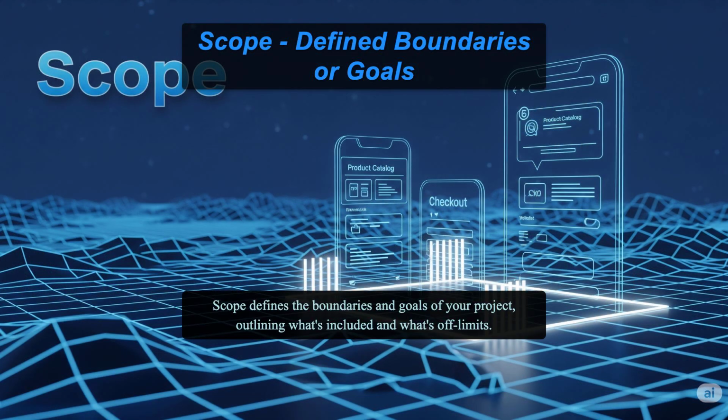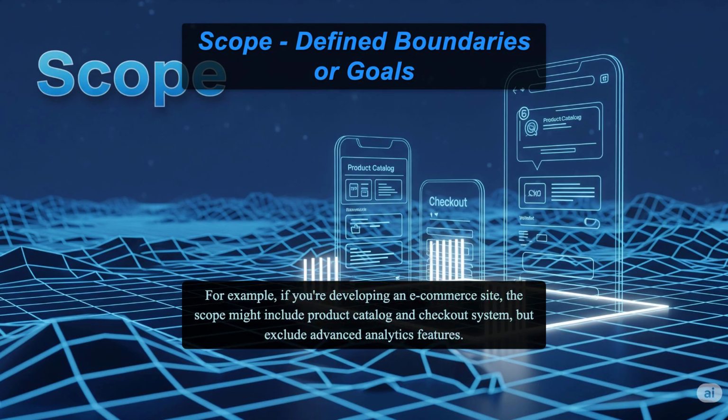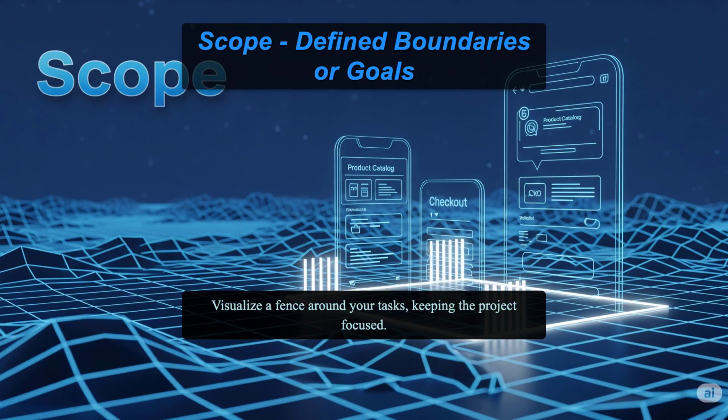Scope defines the boundaries and goals of your project, outlining what's included and what's off-limits. For example, if you're developing an e-commerce site, the scope might include a product catalog and checkout system, but exclude advanced analytics features. Visualize fences around your tasks, keeping the project focused.